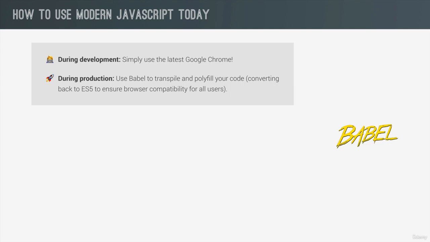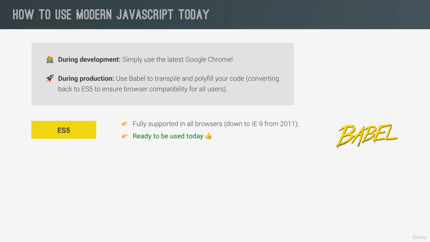So first off, ES5 is of course fully supported in all browsers today, all the way down to Internet Explorer 9 from 2011. So we can assume that ES5 is safe to be used at this point, which is the reason why we use it as a target for transpiling.